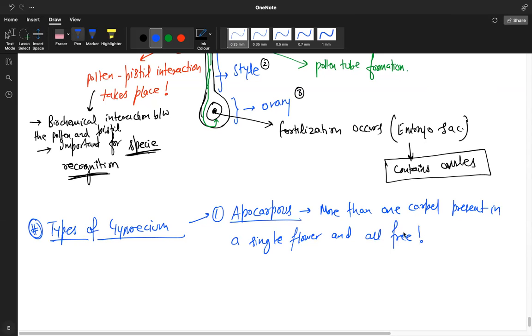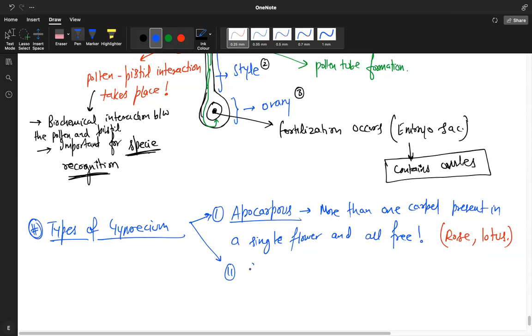Okay. And this happens in, if you have seen, carefully observe rose or lotus. Both of these flowers have multiple carpels in a single flower, and all are free.